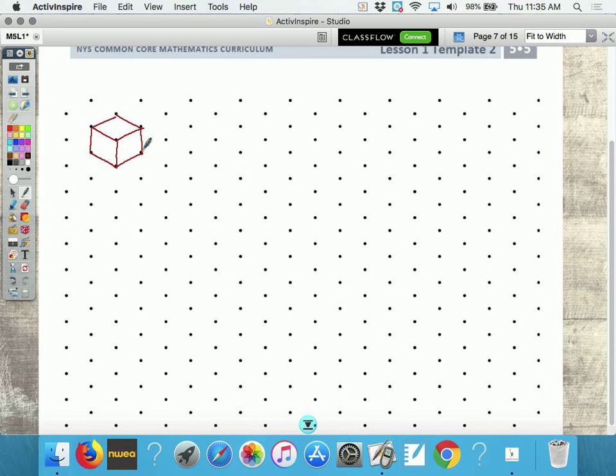Okay, what's the volume of this figure? 1 cubic centimeter. Very good. 1 cubic centimeter or 1 centimeter cubed. Okay? All right. So the next figure we're going to draw is 2 cubic centimeters.